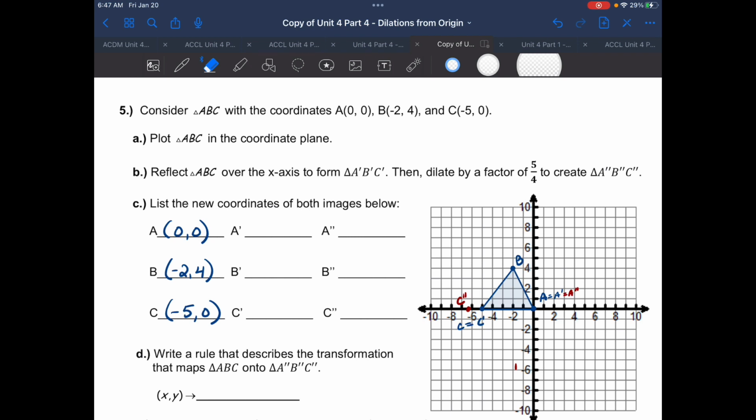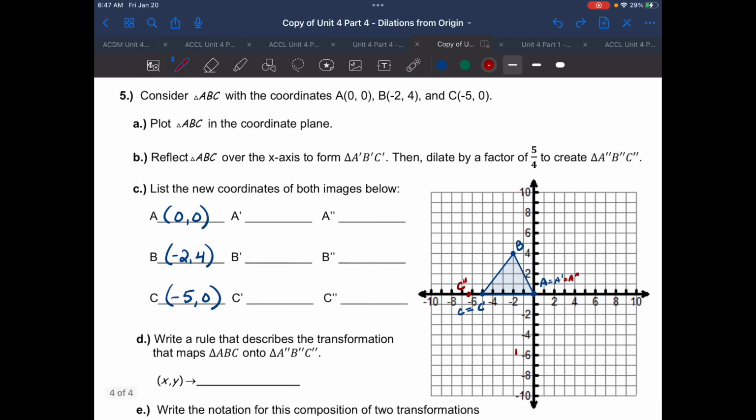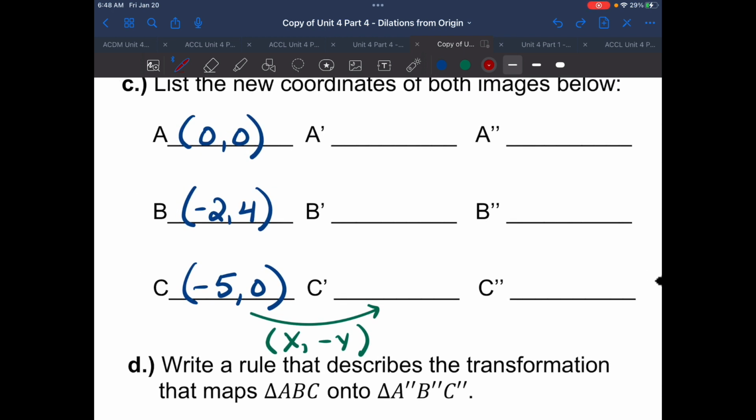Okay, in our last two examples here, we have compositions of multiple transformations. In number 5, we're going to reflect over the x-axis, and then we're going to dilate by a factor of 5/4. So I want to just have you provide some answers and check your work. So in the first example here, we're supposed to draw triangle ABC, which you see here in blue. What we're supposed to do first is to reflect over the x-axis to form triangle A prime B prime C prime. So what rule would we use to reflect over the x-axis? All right, so we are going to take the opposite of the y and leave x alone.